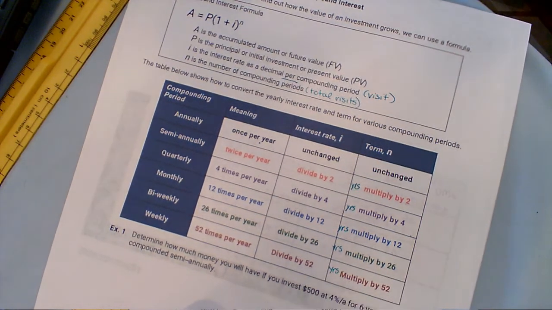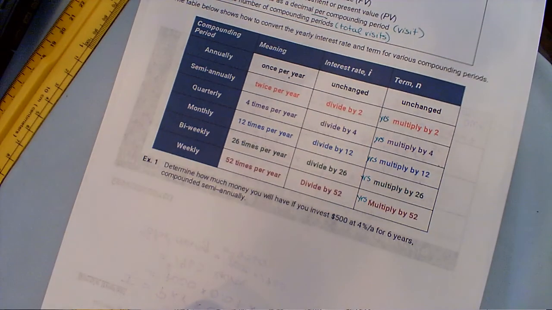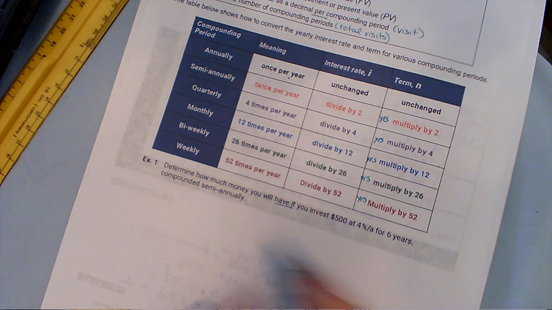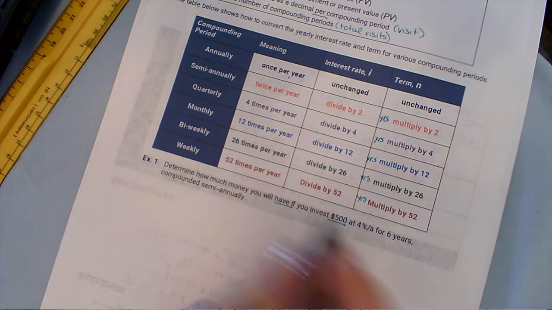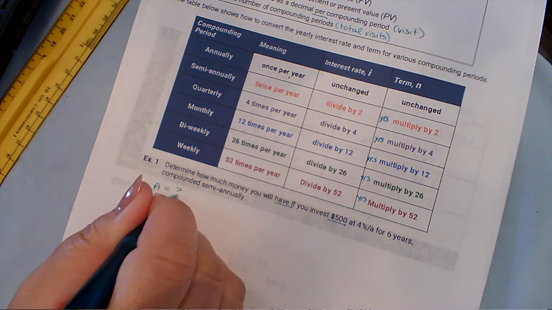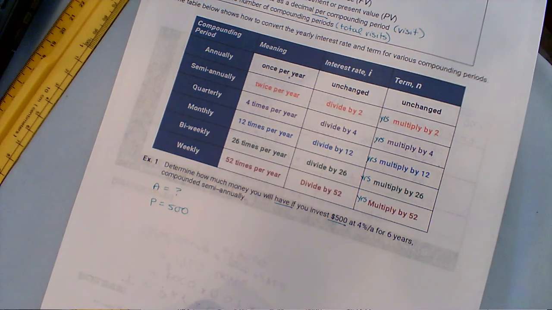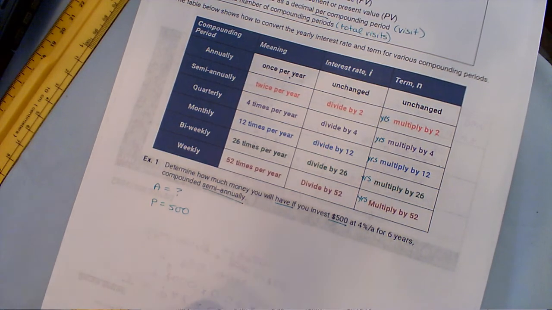So I think the easiest way to do it is just to jump in. You have the table here to refer back to. Determine how much money you will have. Okay, so we're looking for the future. If you invest $500, so we're going to put away $500, that's principal, at 4% for 6 years, compounded semi-annually.